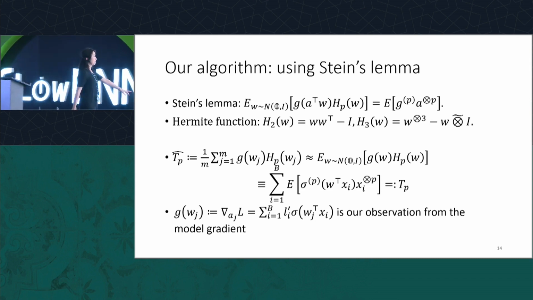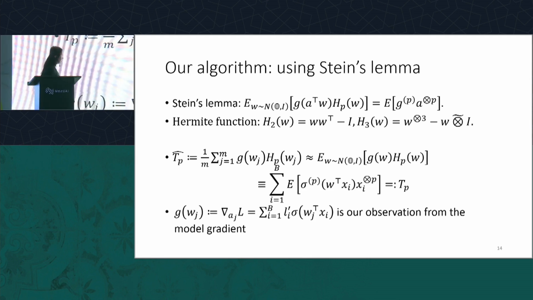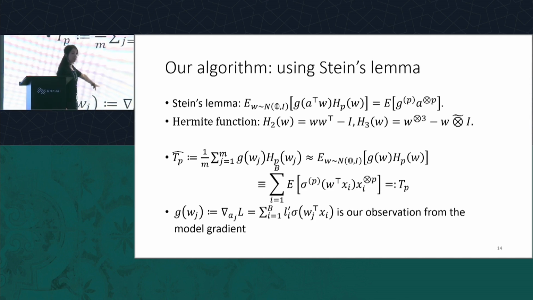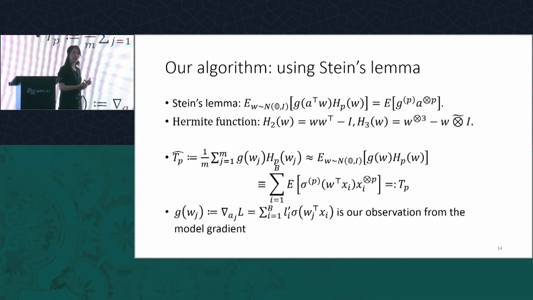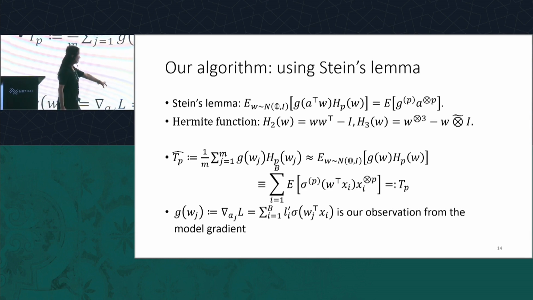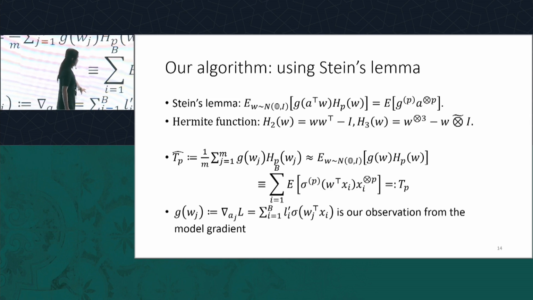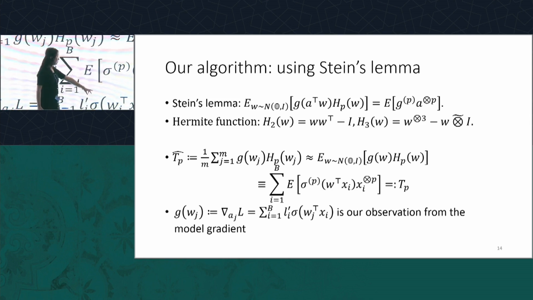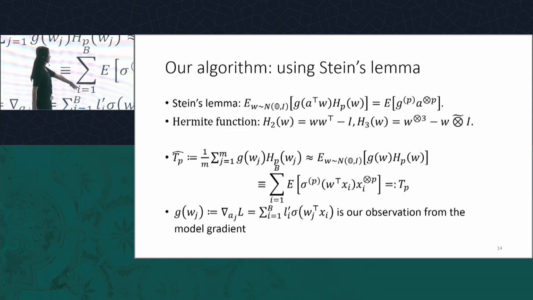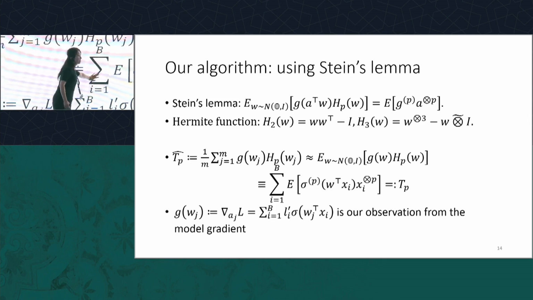Remember this G of Wj is the gradient with respect to the Aj, which is each coordinate of the second layer, and is of this form. Since this is roughly sigma of Wj transpose Xi, we can use Stein's lemma with that and get this nice form.